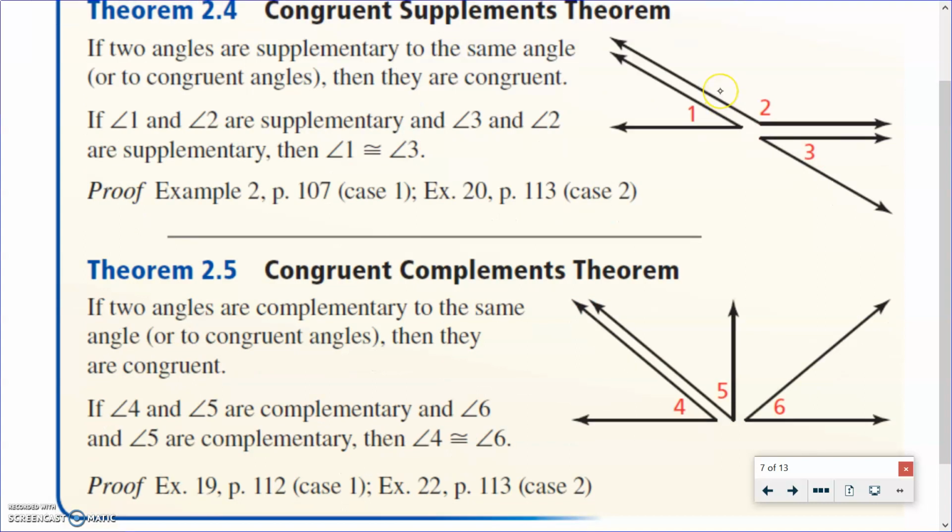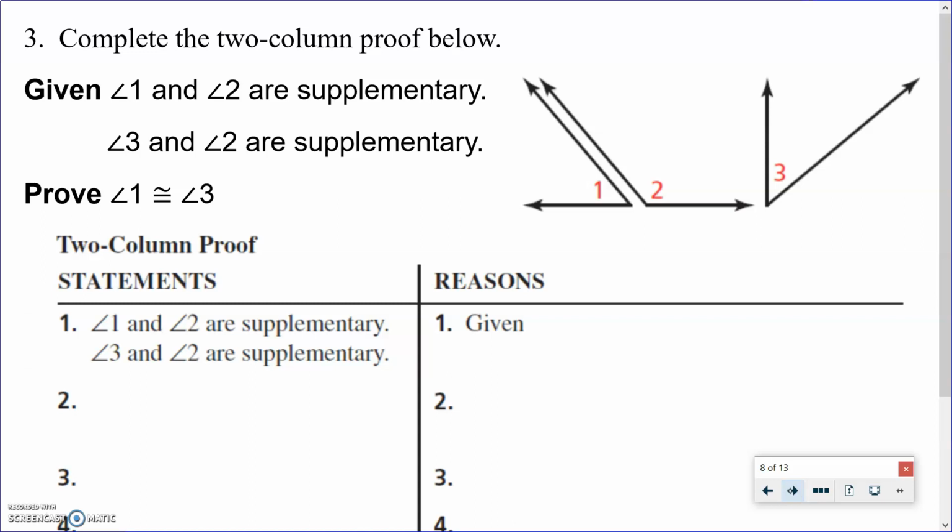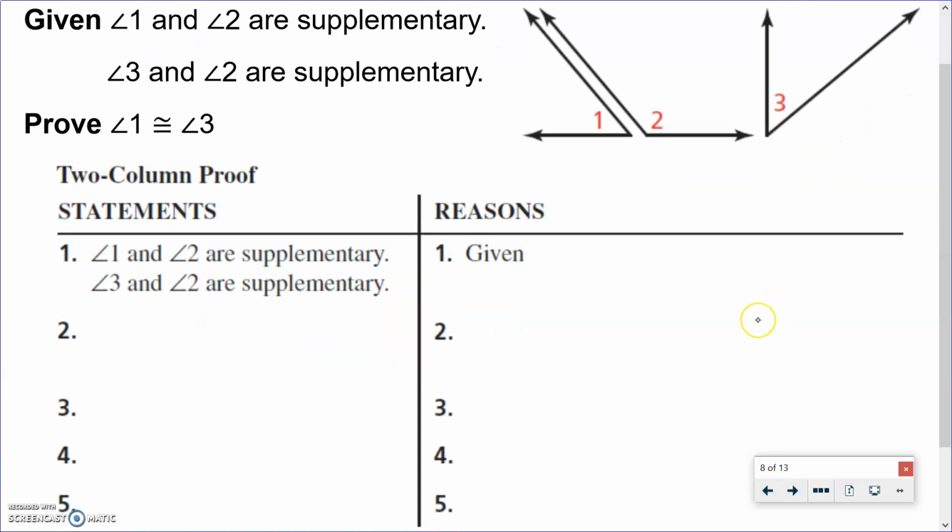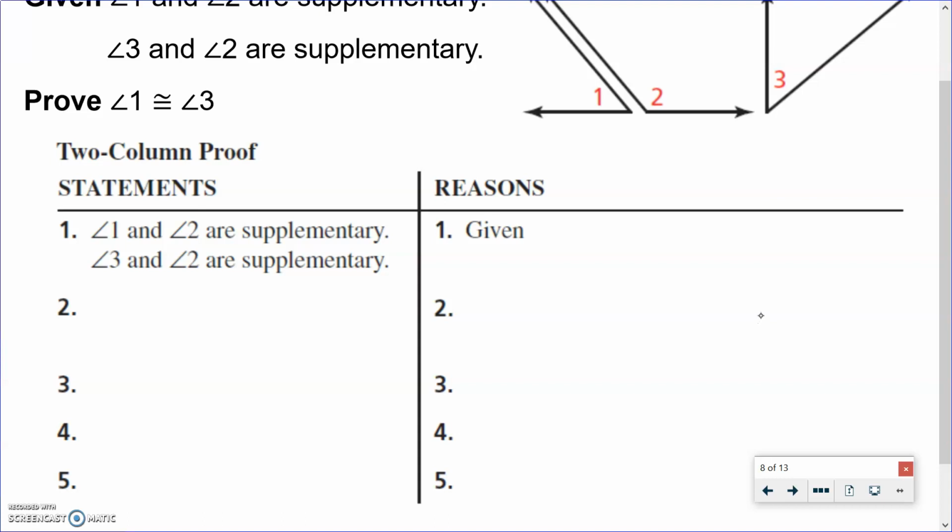Okay, the same thing goes for the congruent complements. If there's 2 angles that are complementary to the same angle, then they're equal. They're congruent. Okay. So like 4 is complementary to 5 and 6 is complementary to 5, then we know 4 and 6 are equal to each other. Okay, I would again pause this and see what you can fill in, and I'm going to go through it, but if you want to pause it right now and then just fill in what you can and then come back and we will fill it all in together.